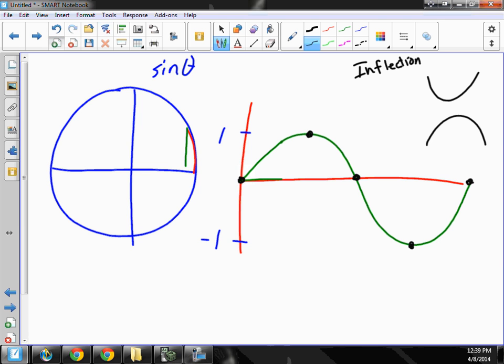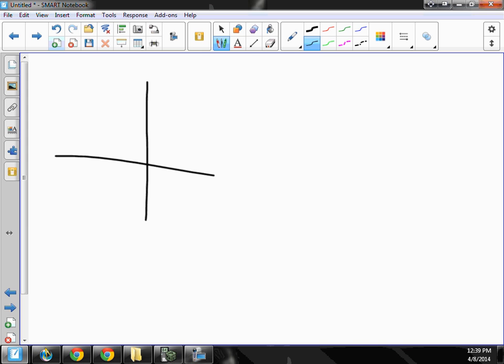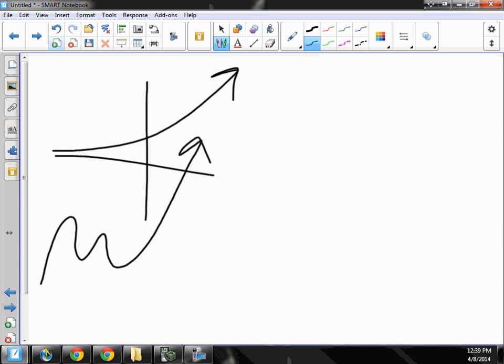Just so you know, if I had an exponential graph, is that concave up or down? Up. Does it have an inflection point? No, it's always up. If I had an x to the 5th graph, this would be down, that would be up, that would be down, and that would be up. So there are 1, 2, 3 inflection points. Okay, and when you get to calculus, you'll deal more with those.